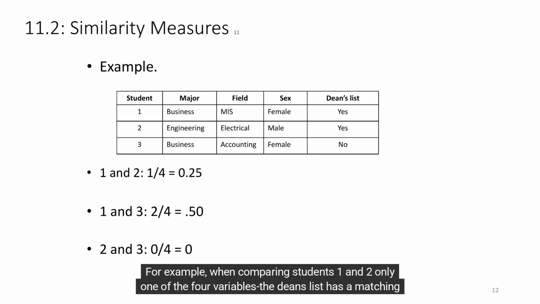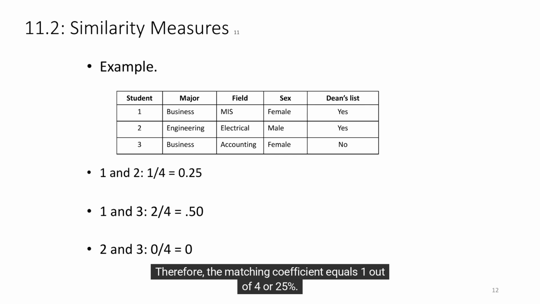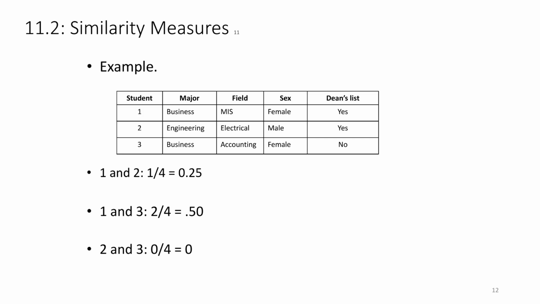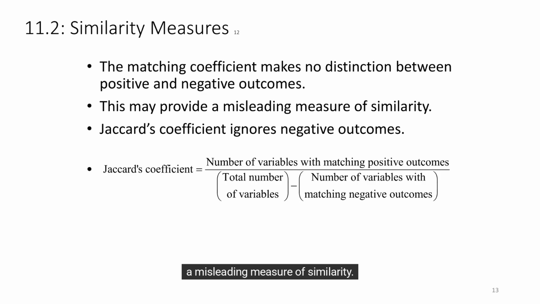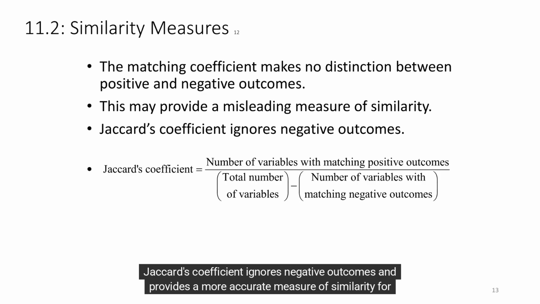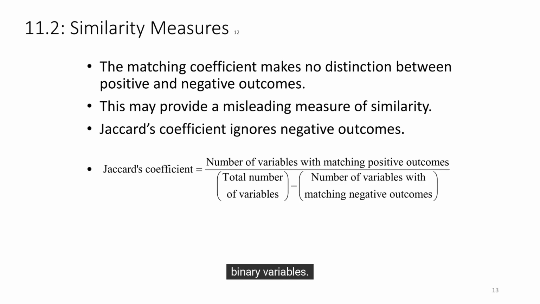For example, when comparing students 1 and 2, only one of the 4 variables, the dean's list, has a matching outcome. Therefore, the matching coefficient equals 1 out of 4, 25%. The matching coefficient makes no distinction between positive and negative outcomes, which may provide a misleading measure of similarity. Jaccard's coefficient ignores negative outcomes and provides a more accurate measure of similarity for binary variables.